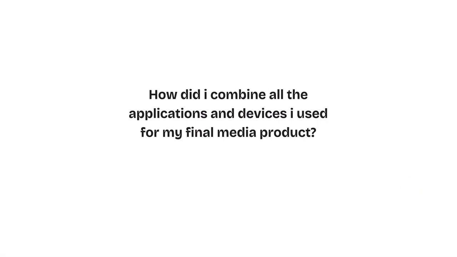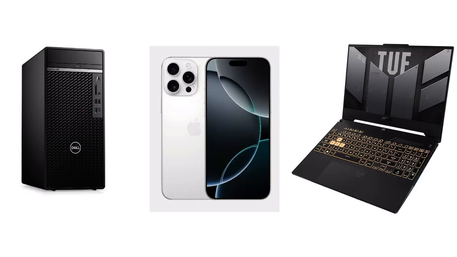How did I combine all the applications and devices I used for my final media products? To start with, the devices I've used to create my products are split into three different devices with different purposes. First, I use a Dell desktop at school since it can handle Photoshop well. Though it uses integrated graphics without a GPU, Photoshop is CPU dominant, meaning the Dell desktop can handle the pressure more since it contains a decent Intel i5 CPU.